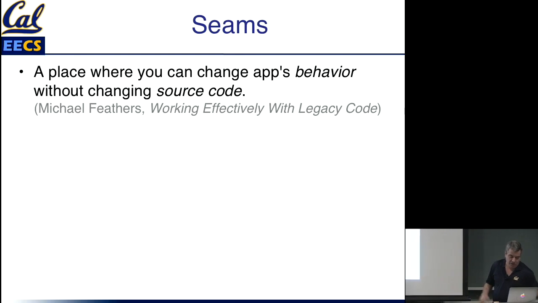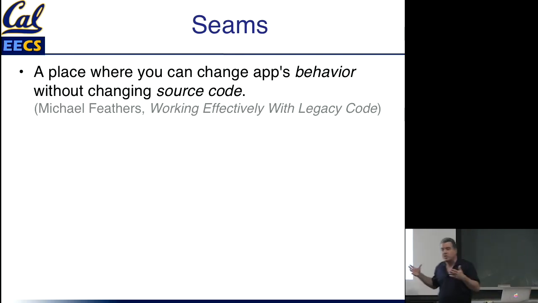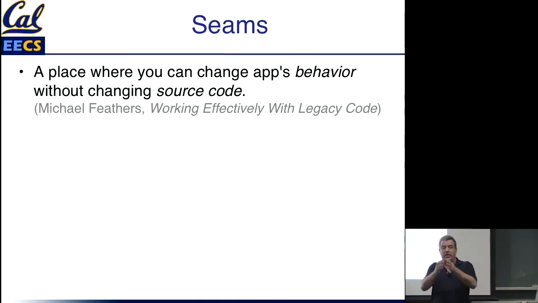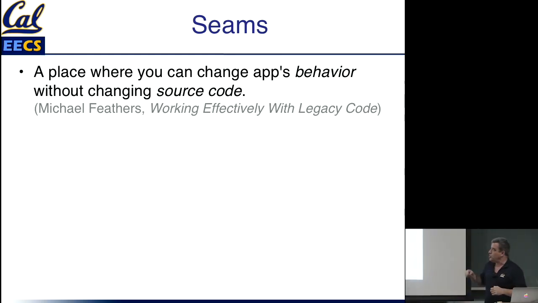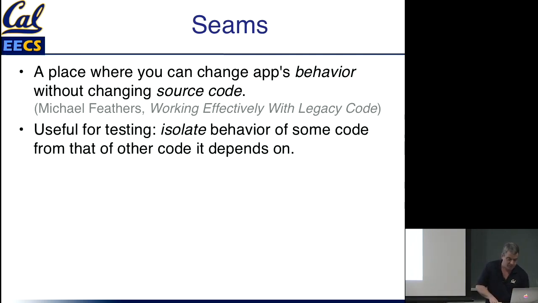And by the way, it's called a seam because you can imagine, like in clothing, temporarily unstitching something at the seam, sticking something in there, and then maybe stitching it back together later. I guess that's how it got its name. But the idea is that there are certain places where you can do things that change the behavior of the app without changing the source code of the app. And I'm about to show one of those and how it works.